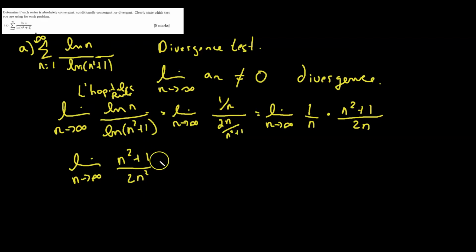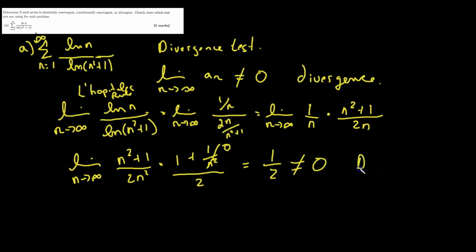Here we can just divide everything by n squared, so we get 1 plus 1 over n squared, over 2. If we plug in our infinity here, this term goes to 0, so we just get 1 over 2, a half, and that's not equal to 0, so 100% it diverges.